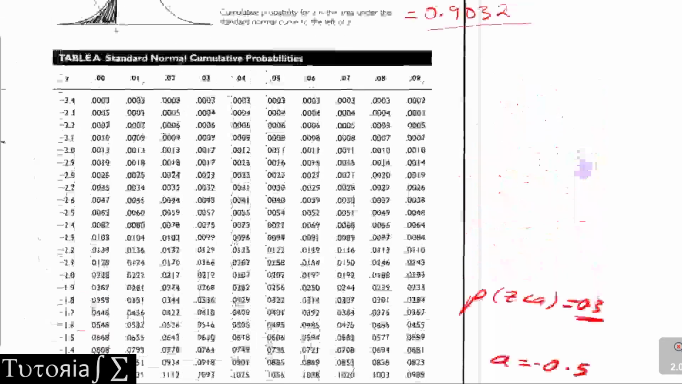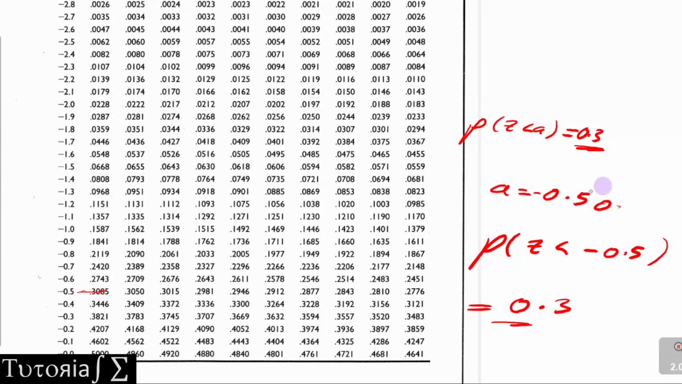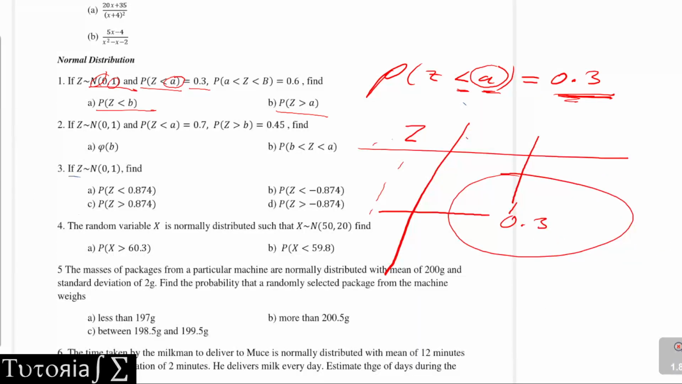And up there, what number is there? 0.0. So basically, the probability of Z less than negative 0.5 will give you the answer 0.3. That is how you approach that question. So we found our A as negative 0.5. So our probability of Z less than negative 0.5 gives us 0.3.